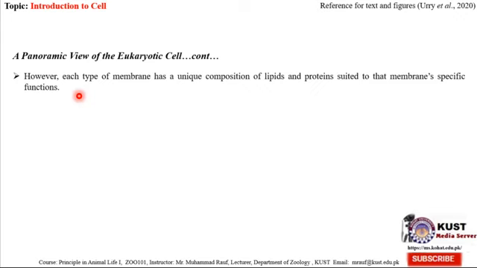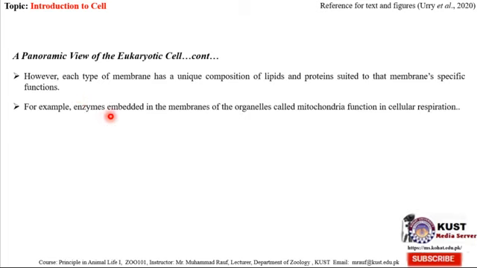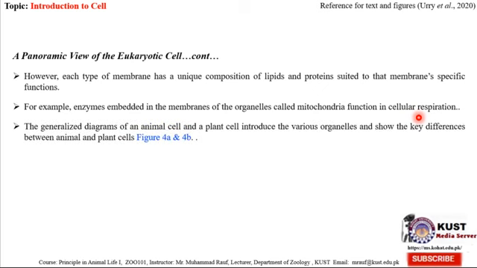So these specific types of proteins are of course not there in the membranes of endoplasmic reticulum or Golgi bodies. So the structure of membrane surrounding a specific organelle is specially fashioned or designed to play some role in the function performed by that organelle. For example, enzymes embedded in the membranes of the organelles called mitochondria function in cellular respiration.